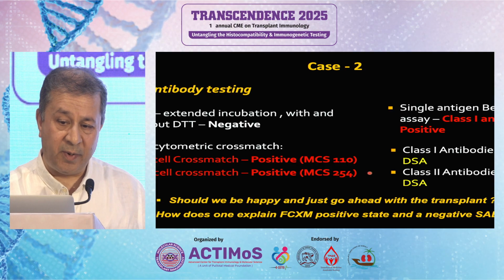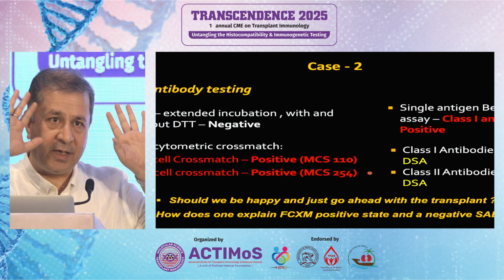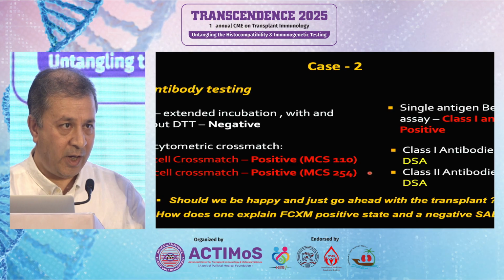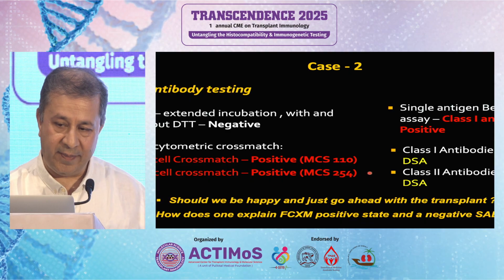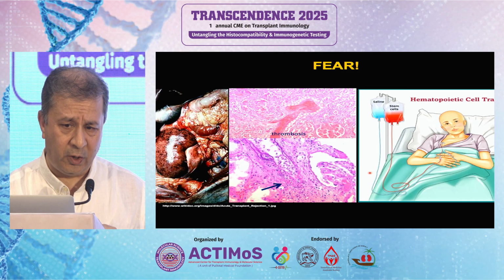And how does one explain a flow cross-match positive with a SAB negative? So these two questions, just keep them loud and clear in your minds, and we'll come back to these questions at the end of my talk. So donor-specific antibody, this is what we'll talk about.